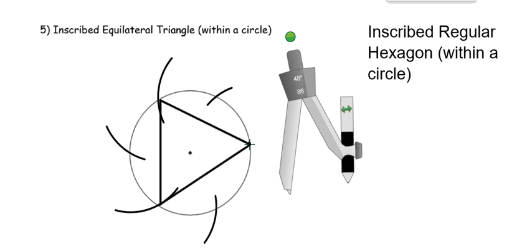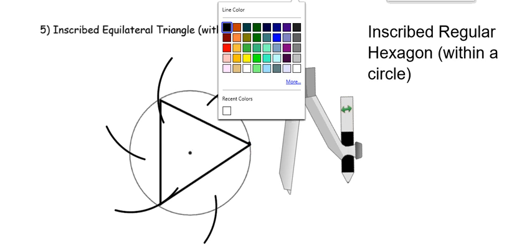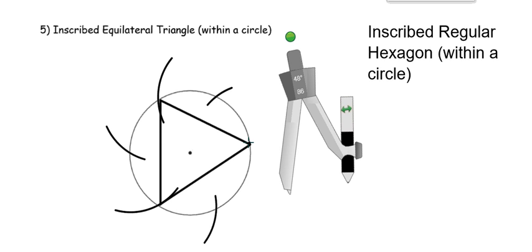In order to construct an inscribed regular hexagon, you will do the same exact process. The only difference is that you will connect every single intersection. For example, as you see here in red, I am simply connecting every single arc and intersection that I have made.